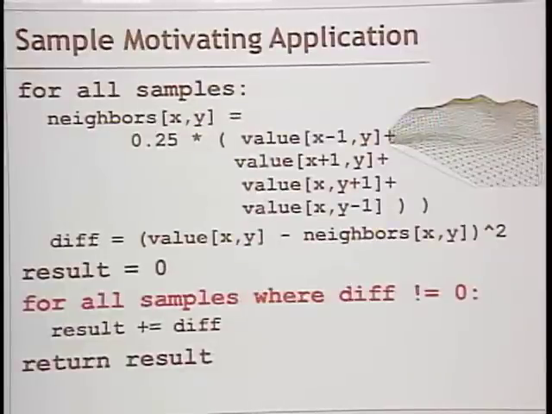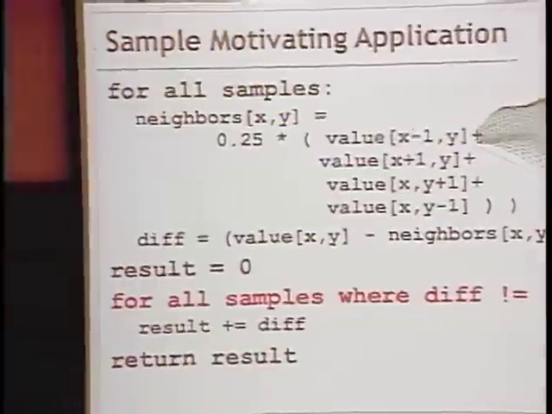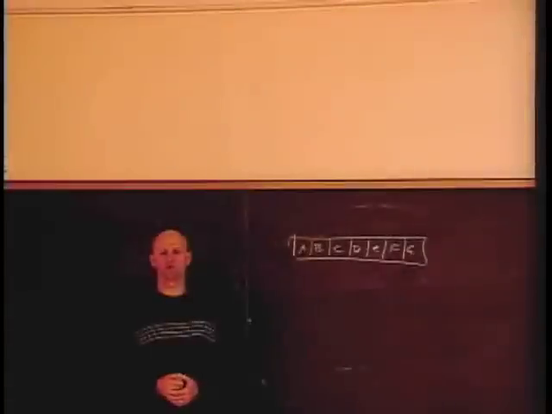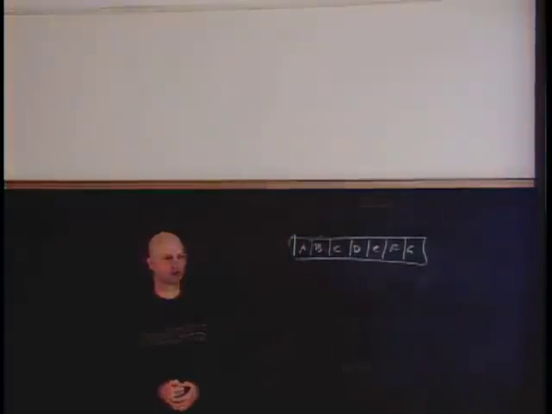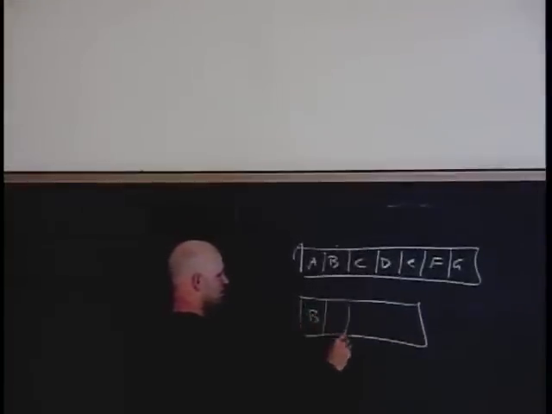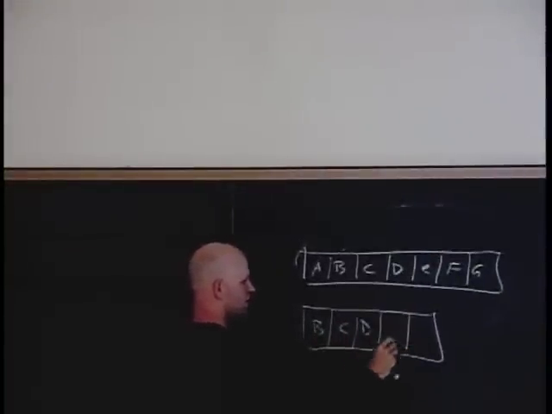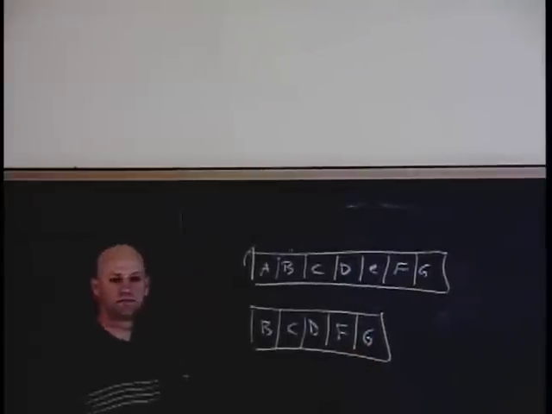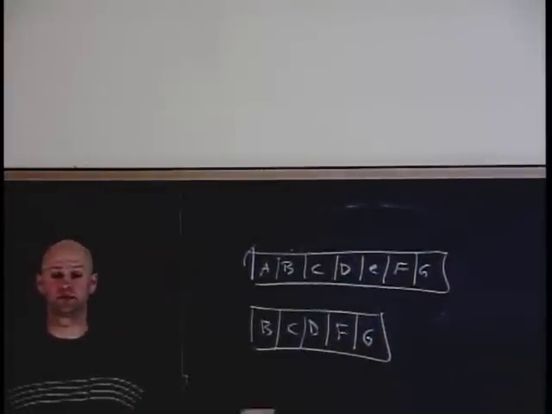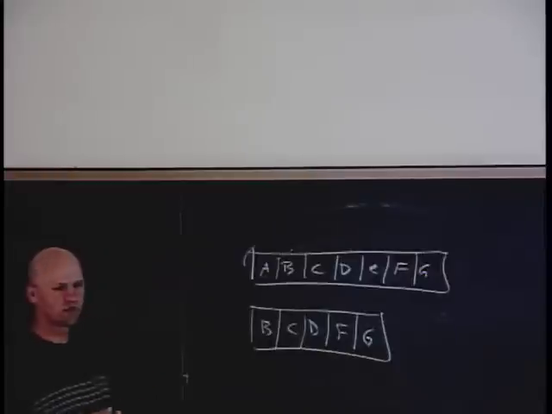Okay, so let me sort of draw that up here. We have A, B, C, D, E, F, G. And we want to say, I would like an output with only consonants. No vowels. Hate vowels. Vowels suck. So then we put out B, C, D, F, G. Right? This is our goal. It's a filtering operation.